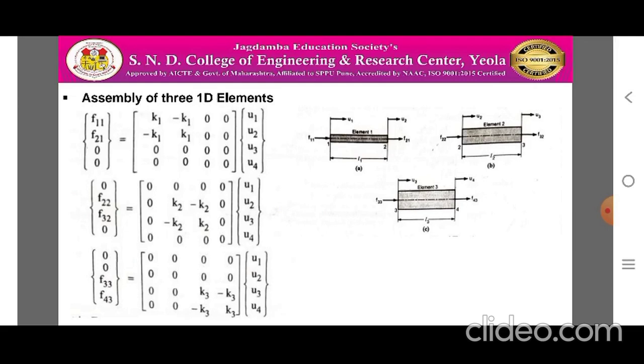Similarly, for element 2, you can write this equation as 0, F22, F32, 0 equal to the matrix 0, 0, 0, 0, 0, K2, minus K2, 0, 0, minus K2, K2, 0, and 0, 0, 0, 0, into the displacement matrix U1, U2, U3, U4. Similarly, for the third element, we can write 0, 0, F33, F43 equal to the matrix with zeros, and K3, minus K3, minus K3, K3 in the last two rows and columns, into the displacement matrix U1, U2, U3, U4.